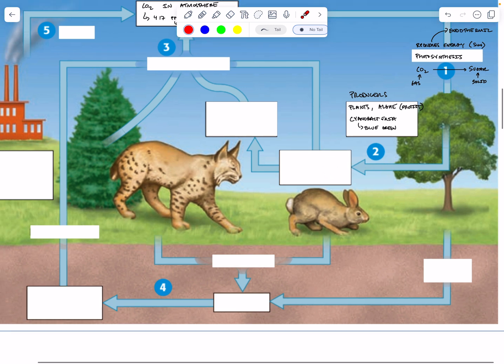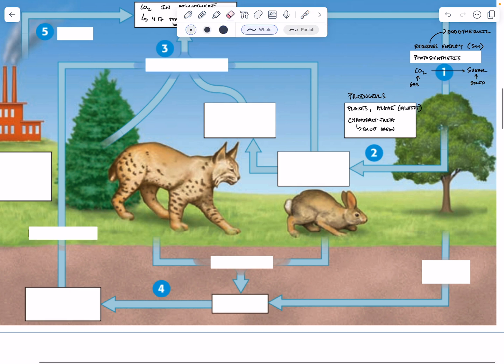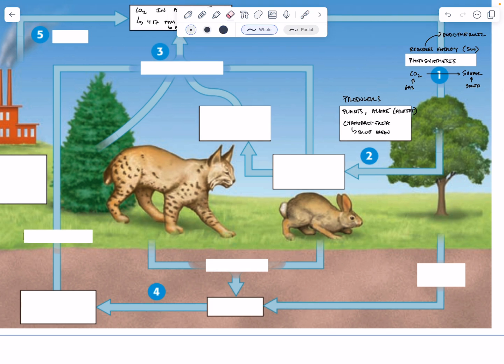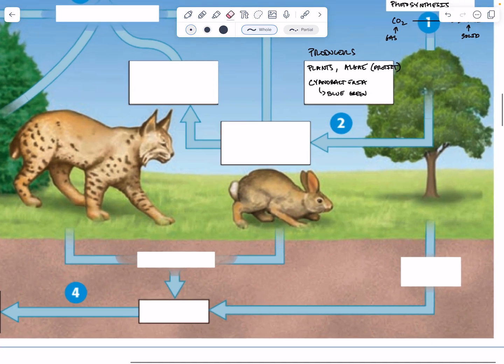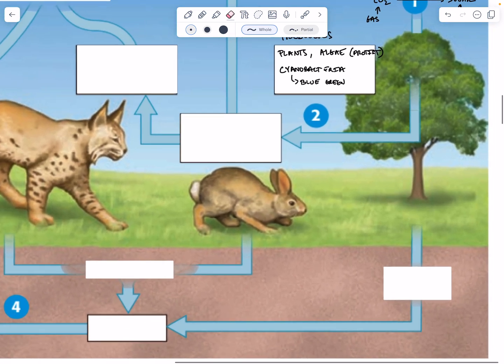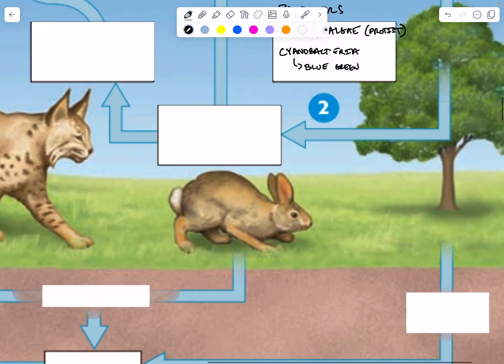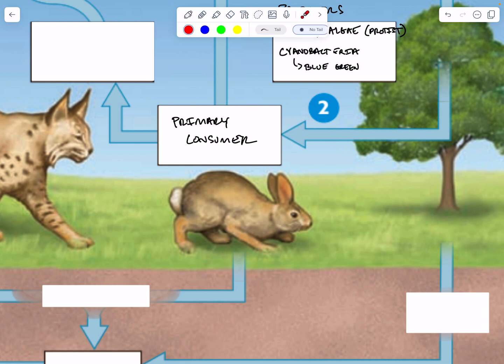The carbon, the sugar, is going to move from the level of the producers to the level of the consumers when it is eaten by something. So, for example, we have a primary consumer, a rabbit, which is, I guess, eating our grass here. So the rabbit eats the grass.